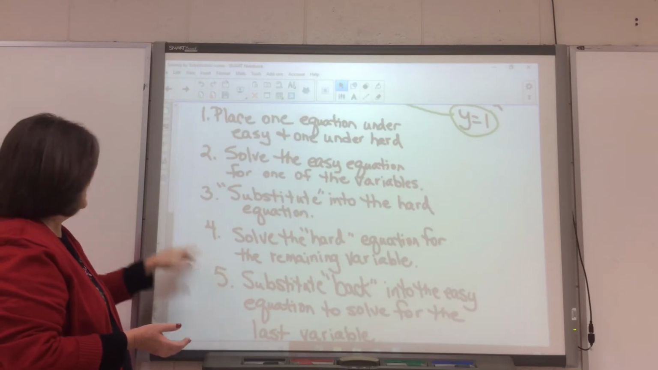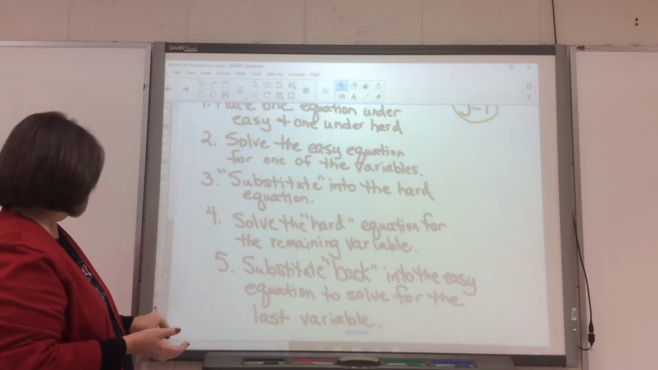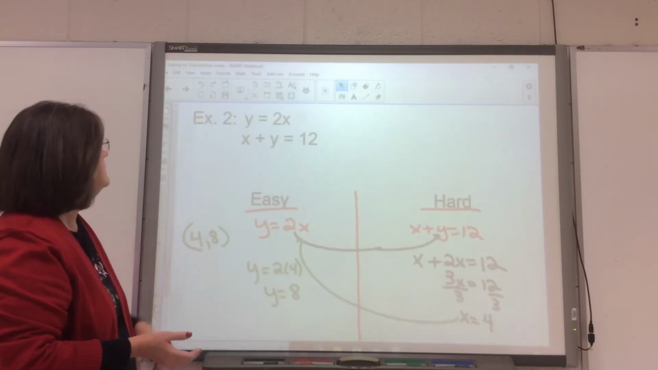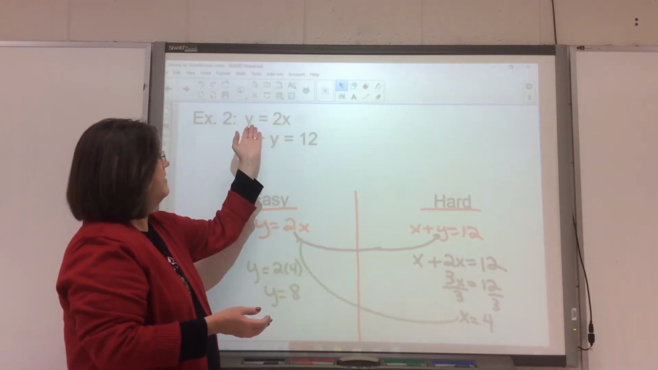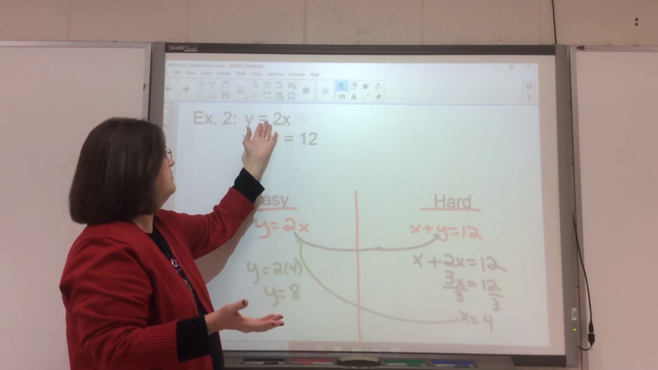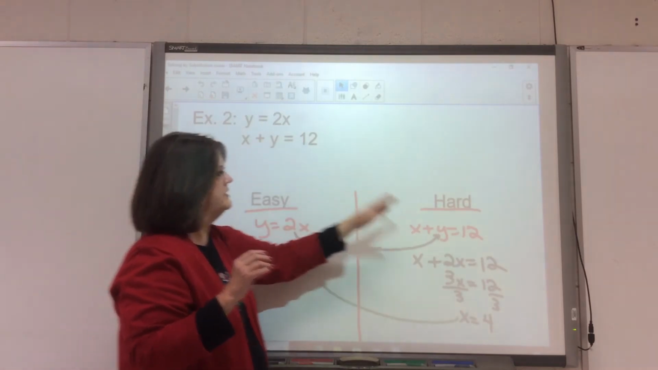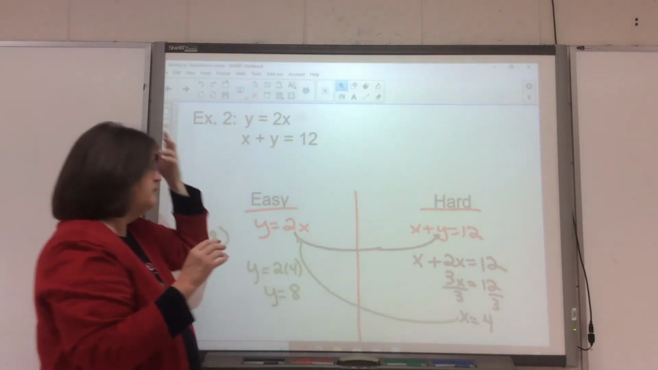And then substitute back into the easy equation to solve for the last variable. Okay. Now, in this particular instance, we have y equals 2x. You already have one of the variables solved for. So that is our easy equation. And then we can put this one over here. So we have y equals 2x.